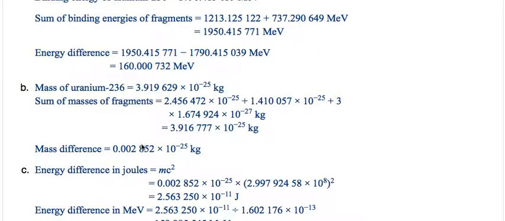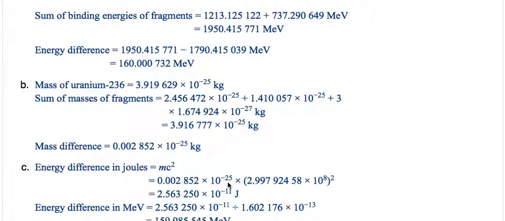So we take our mass difference, which is here, and multiply it by the speed of light, 2.998, or here it's the long version, by 10 to the 8, squared. If you put this in your calculator, you might like to put brackets around this first bit so you know this is one thing, this is another thing. Multiply it all together and you get this answer, approximately 2.563 by 10 to the negative 11. This will be in joules, so the energy difference is in joules.